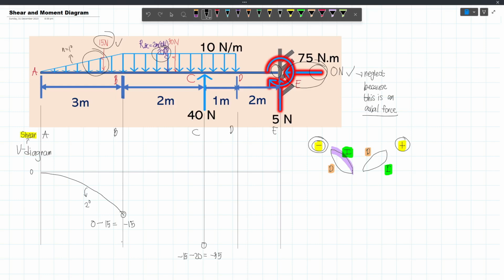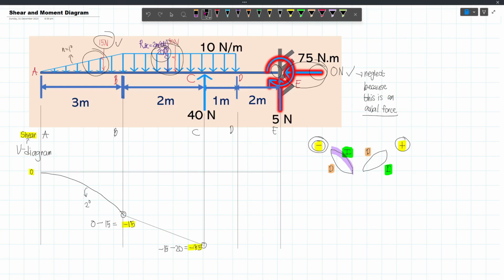Now, sir, what will be the connecting line from here to here? That will be a straight line. Why? It's because our uniformly distributed load is constant. If constant, the connecting line will be a straight diagonal line, and the direction, whether up or down, will depend on the sign. Now, our resultant is acting downward, and so our line will also move downward. So, from negative 15, we will connect a straight line here, and this value will be negative 35. And so, I will just move this one. Again, this is the shear at A, this is at B, and this is at C.